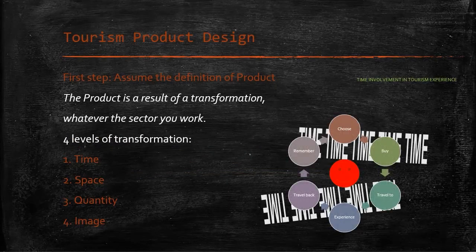First step. Assume the definition of product. The product is a result of a transformation, whatever the sector you work. The transformation takes place on 4 levels. 1. Time, meaning the different time lapses: design, production, sale, use. 2. Space, meaning the dislocations it involves. 3. Quantity set on the marketplaces. 4. Image, that is the intangible values attribution.